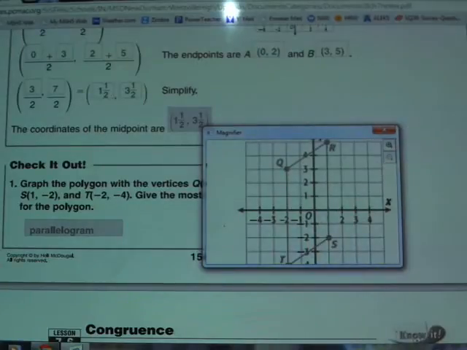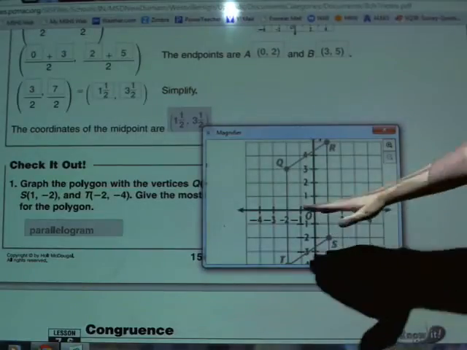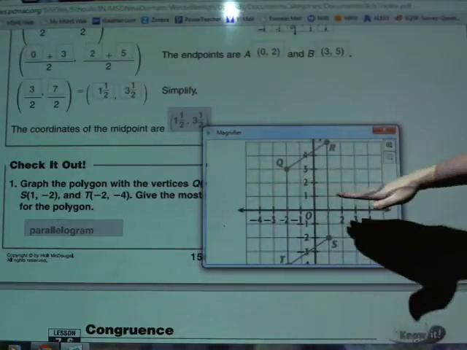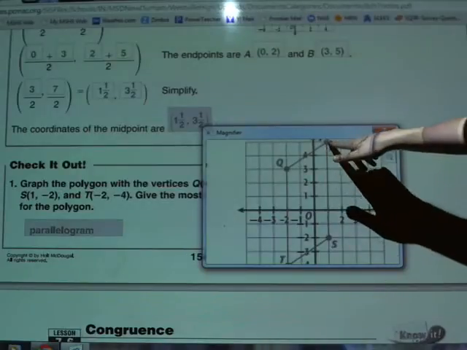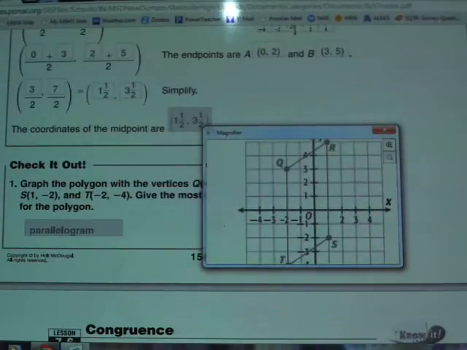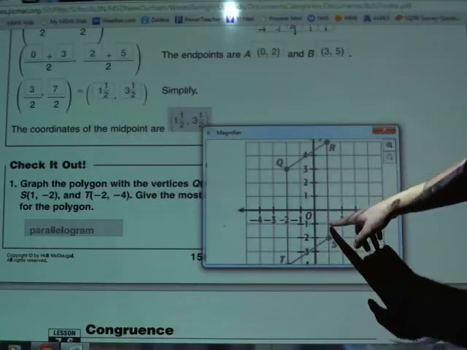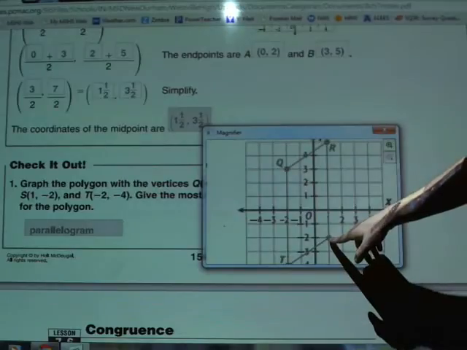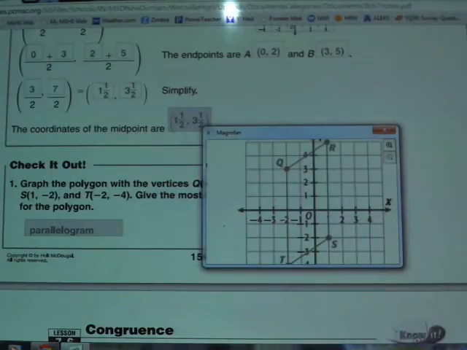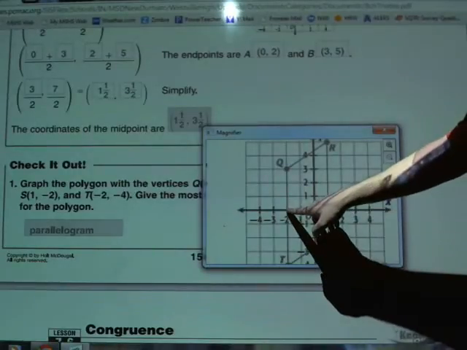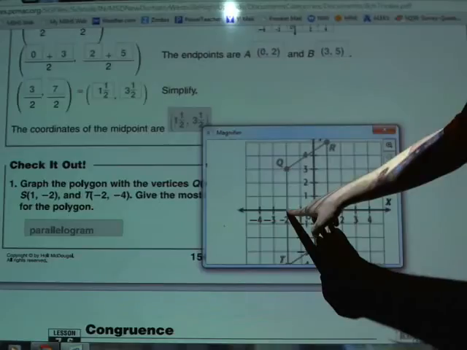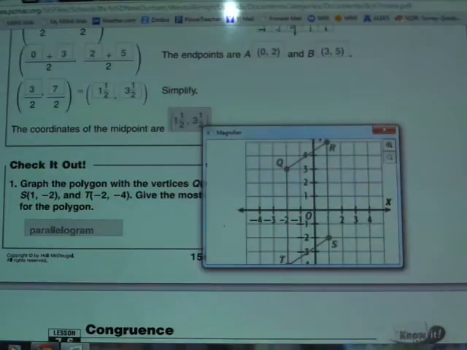Then I've got point R. Point R was at (1, 5). So from the origin, I went right 1. Again, first number always comes from this axis, the one that runs left to right, and then up to 5, which is point R. Point S is at (1, -2). So from the origin, I'm going to go right 1 and down 2 and put a dot, which is this point here. And then point T is at (-2, -4). So I go left 2 to negative 2 from the origin. Again, first number always from this axis. And the second number always from the y-axis down to negative 4.